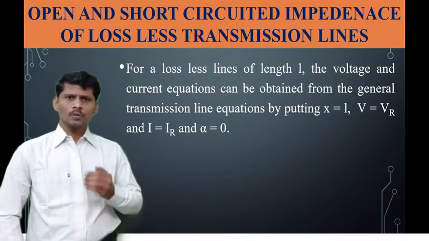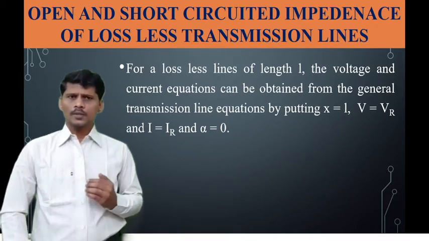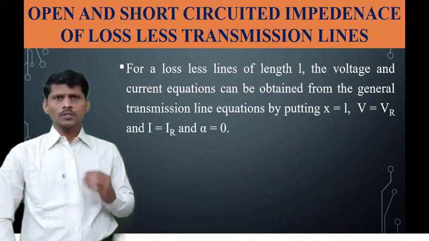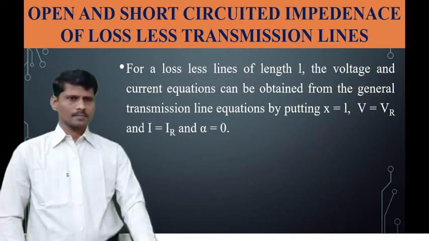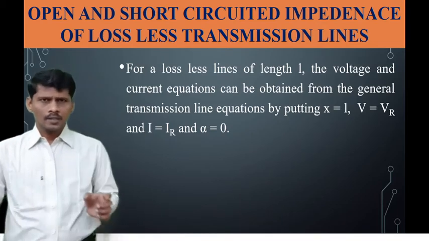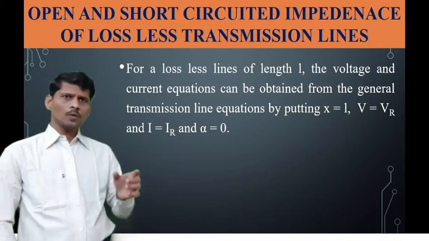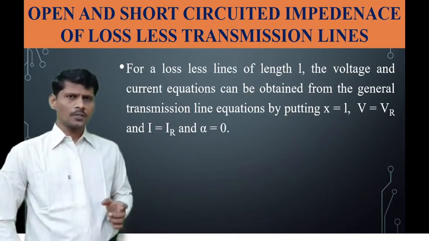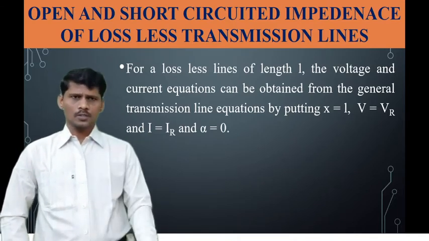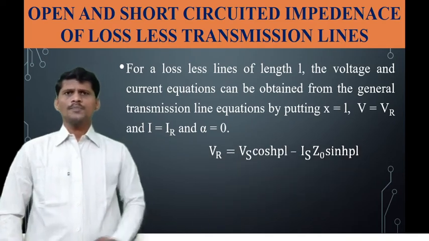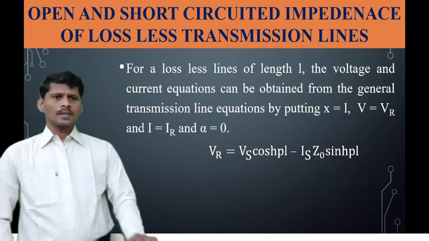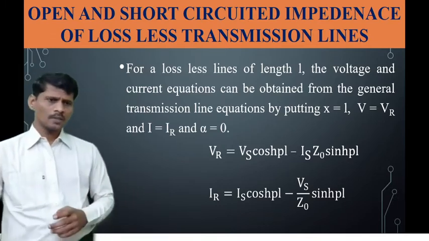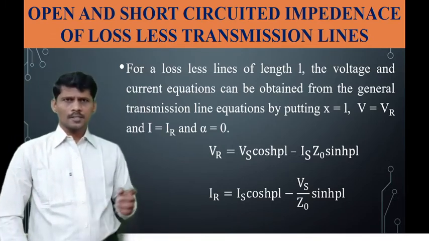Now here we want to calculate the open circuited and short circuited impedance of a lossless transmission line using those basic expressions. The length of the transmission line is L. At x is equal to L, the voltage is VR and the current is IR. Applying this condition to the basic transmission line expressions, we get VR is equal to Vs cosh PL minus Is Z naught sinh PL, and IR is equal to Is cosh PL minus Vs by Z naught sinh PL.